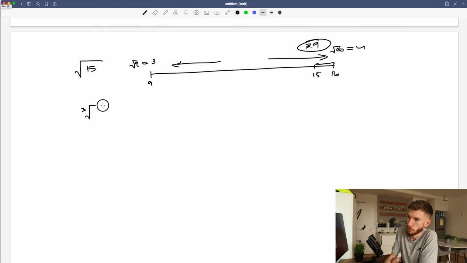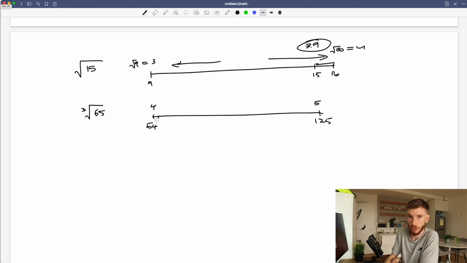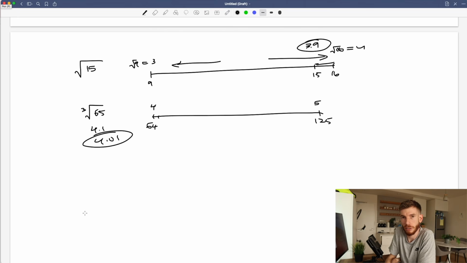So if you wanted to do the cube root of 65, then you know that the cube root of 64, for example, is 4. And the next one, I guess 5 cubed is 125. So 65 is very, very close to here. So the answer should be like 4.1, maybe 4.01 or something like that. So you can effectively call it 4 for your calculations.